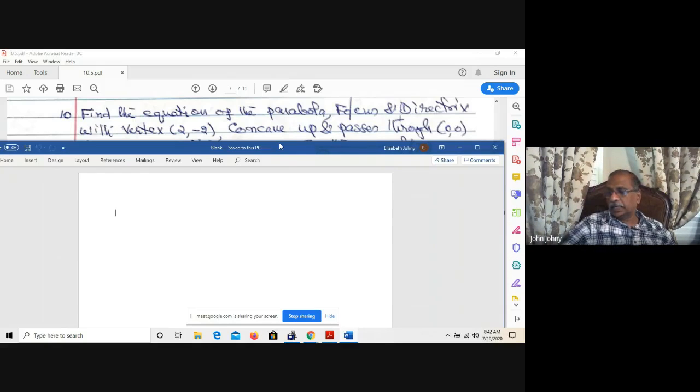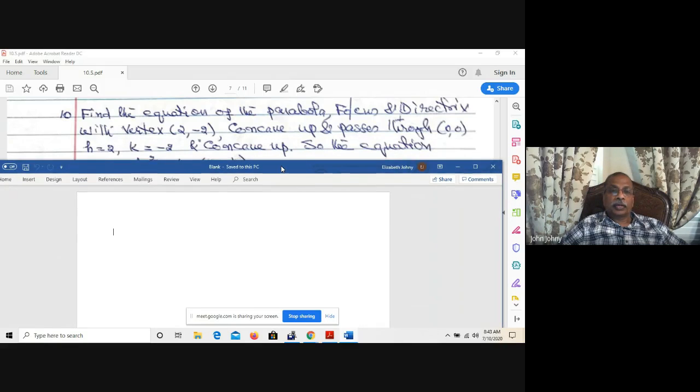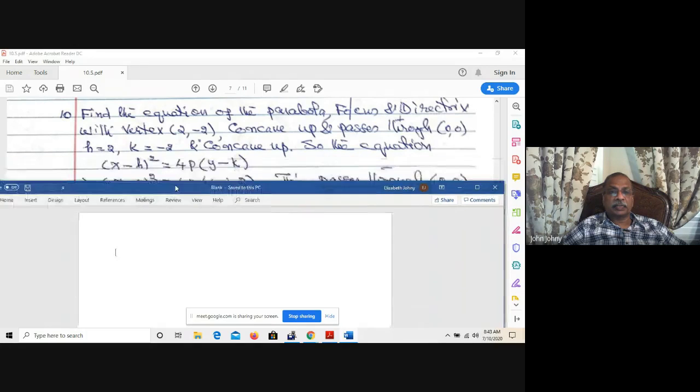So instead, I have written the essential features of that graph. Vertex is 2, negative 2. It is concave up and it passes through 0, 0. Okay, h is 2 and k is negative 2. So the vertex is not 0, 0. So h is 2 and k is negative 2. And it is concave up. So the equation must be (x minus h) the whole square is equal to 4p times (y minus k).